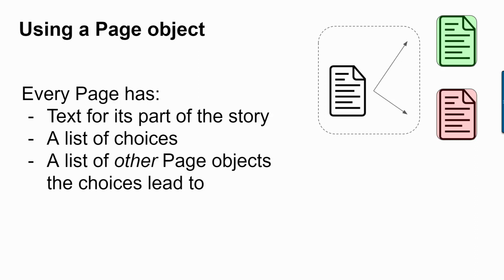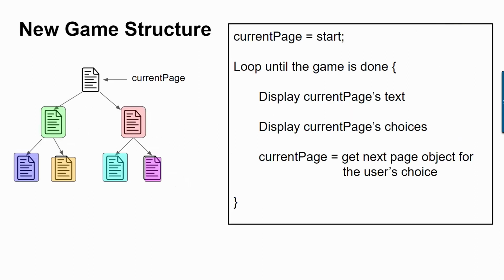And then if the user types go left, I think the page actually has to know where that leads to. What other page of the story are we going to go to if they type left? So if we choose to create this page object, now we can organize the tree of choices as a bunch of page objects that all point to each other. And then the gameplay can look something like this. We'll have a variable called current page that keeps track of what page we are on right now in the story as the user's playing.